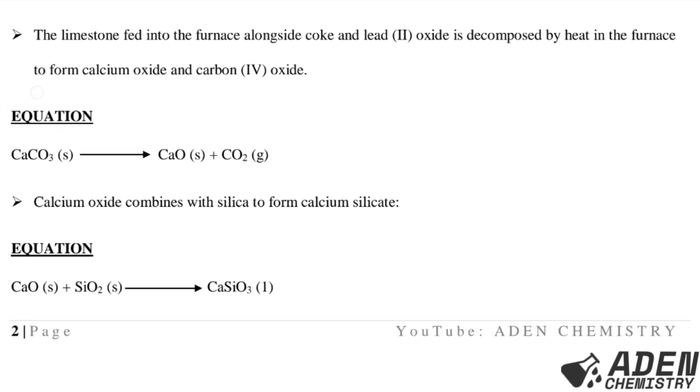And the equation for that reaction will be calcium carbonate solid being heated decomposes to form calcium oxide solid and also carbon dioxide gas. Therefore, we are saying the calcium oxide formed combines with silica, that is silicon dioxide, to form calcium silicate. So the equation for that reaction will be calcium oxide solid reacting with silicon dioxide solid. We are going to get calcium silicate, which is liquid.